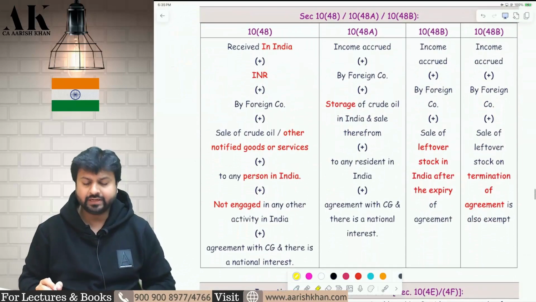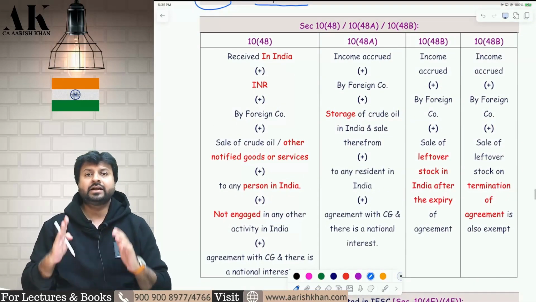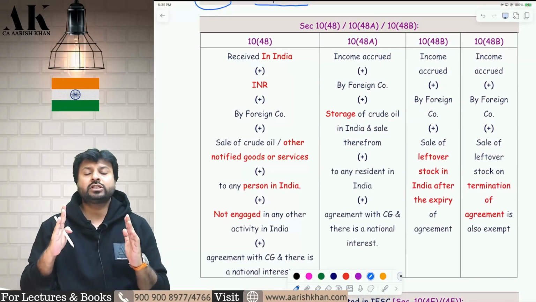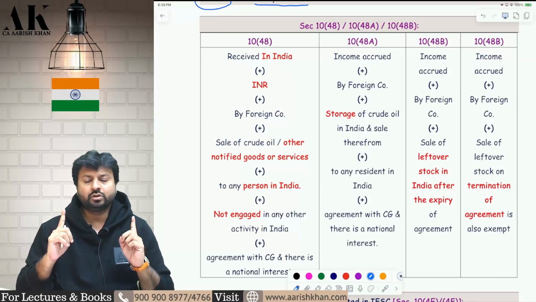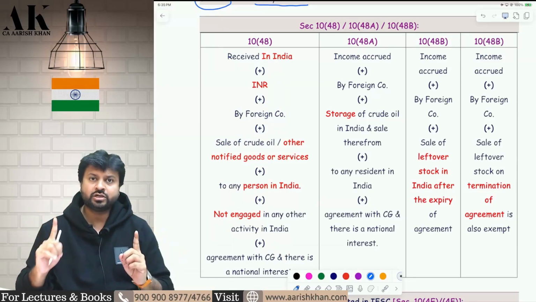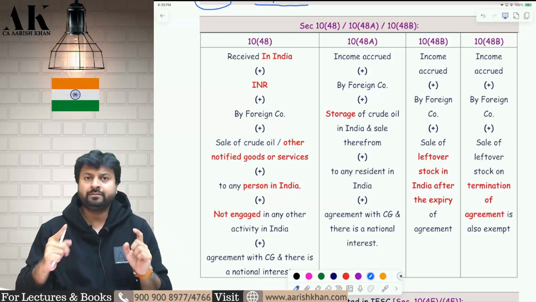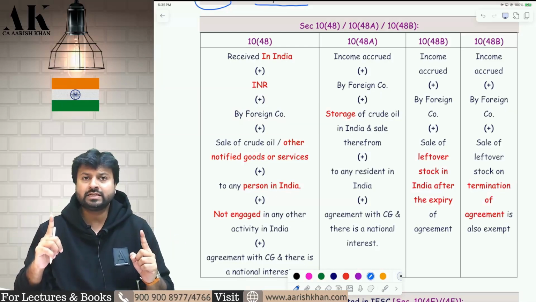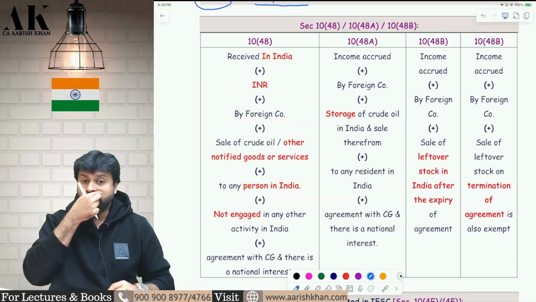Now we are going ahead with the next part of this particular chapter, that is we are going to talk about the exemptions under section 10 for non-residents. So there are around 50 clauses in section 10, but we are not going to talk about all of them today. We are only going to talk about those exemptions which are covered under section 10 for non-residents.